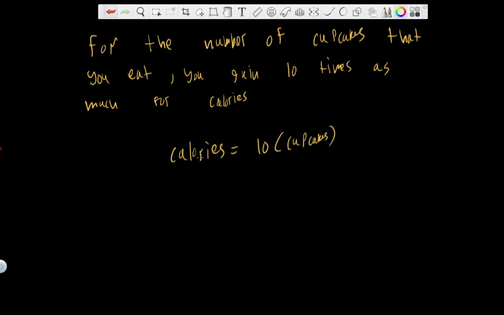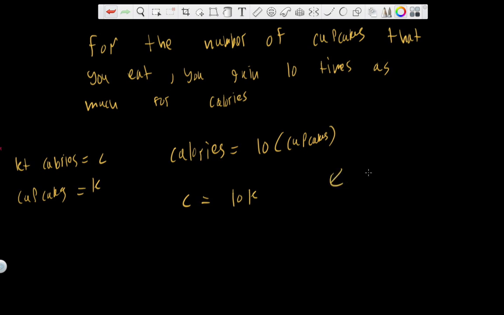Now here, instead of writing words, we can do a let statement. So we'll say let calories equal c. Oh, they both start with c, so oof. So we'll let calories equal c, and then we'll say cupcakes is, I don't know, we'll just say k. So now we can rewrite this as c is equal to 10k.